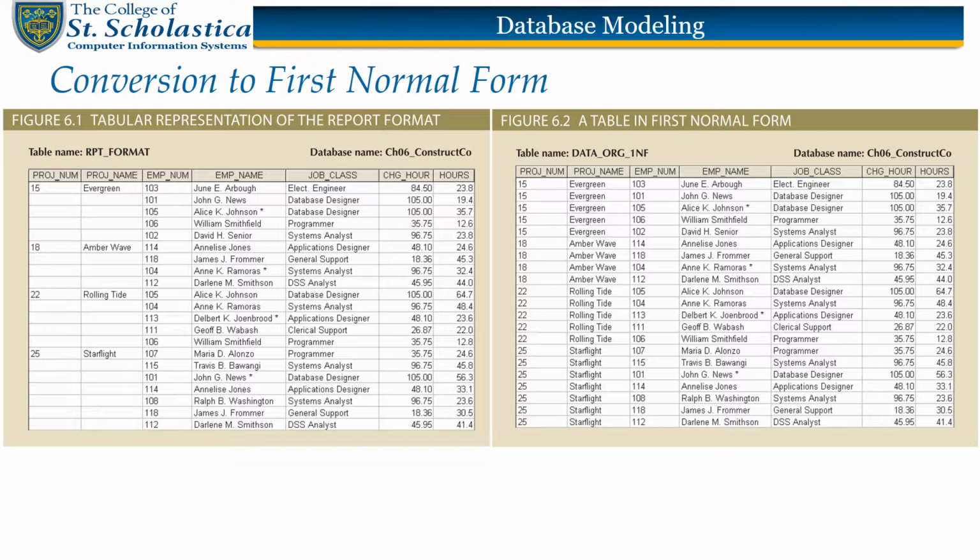Step 2, identify the primary key. The layout in Figure 6.2 represents more than a mere cosmetic change. Even a casual observer will note that the proj_num is not an adequate primary key because the project number does not uniquely identify all the remaining entity row attributes. For example, the project num value of 15 can identify any of the 5 employees.